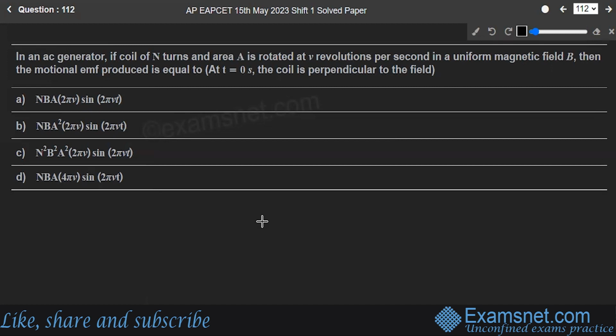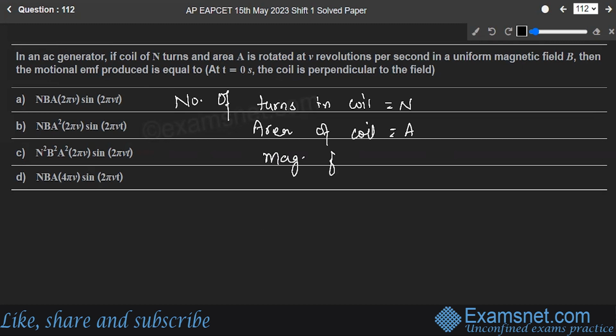Okay, so here you have the number of turns in the coil equal to N, the area of the coil as A, and the magnetic field as B. The revolutions per second is given over here, equal to V.